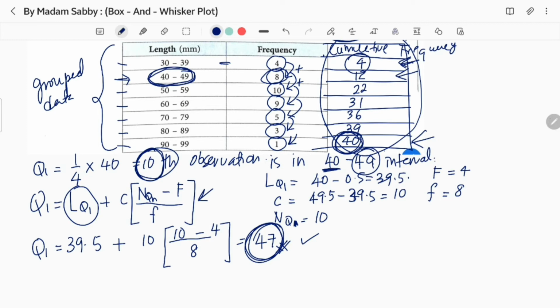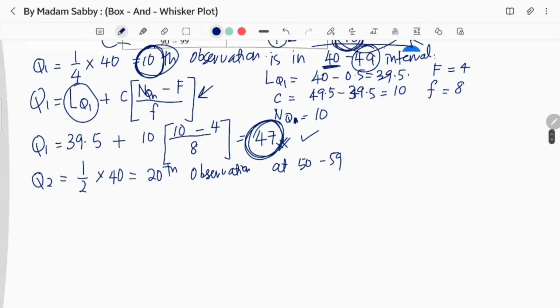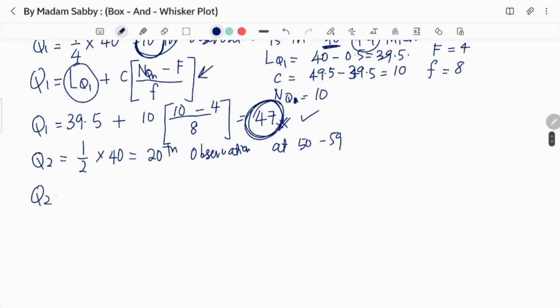Okay, so next step, you need to find out what your median is. Your Q2, which is half of the observations, half of 40, is at the 20th observation. And the 20th observation should be in the third class interval, which is between 50 to 59. So as usual, your Q2 you can calculate by using LQ2 plus C times (N Q2 minus F) over f.